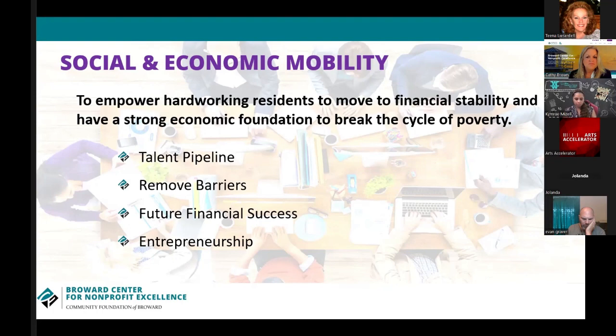And then entrepreneurship, I apologize, it's no longer one of the buckets. They have merged. Future financial success and entrepreneurship are together. And we're looking at moving forward those small businesses, Black-owned businesses, minority-owned businesses, just to make sure that we are supporting them in their venture of entrepreneurship.